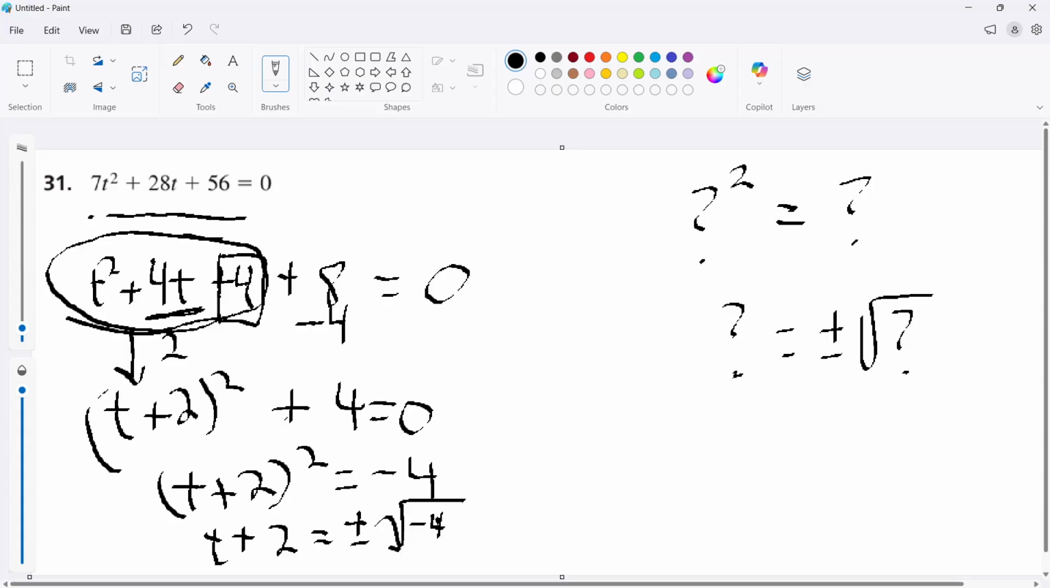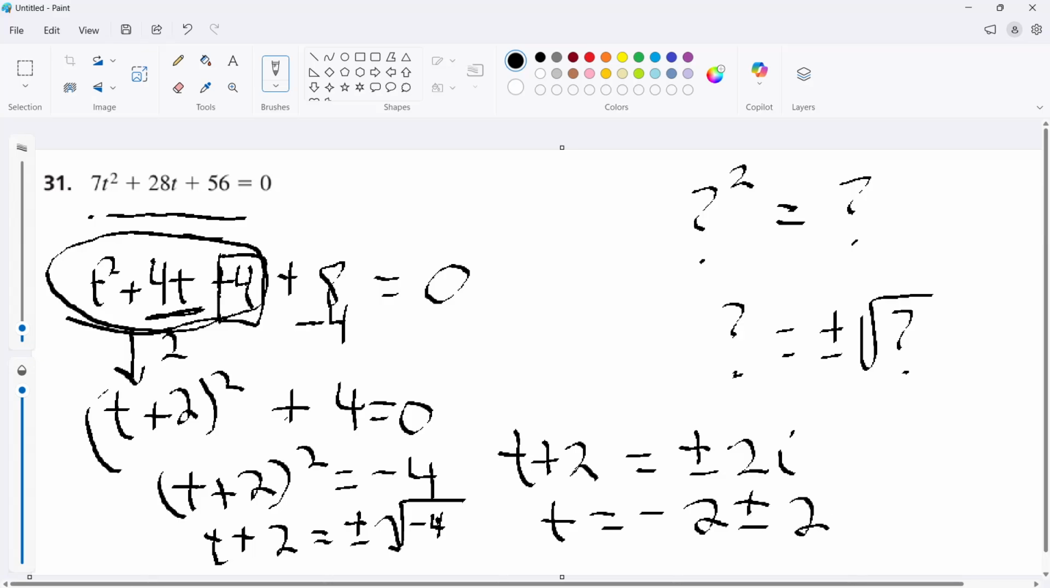Well, with imaginary numbers, if you have a negative inside the square root, it comes out as an i. So this is plus or minus i, and the square root of 4 then is 2, so plus or minus 2i. And I still have on the other side t plus 2. And then I simply subtract 2 from both sides. T equals negative 2 plus or minus 2i.